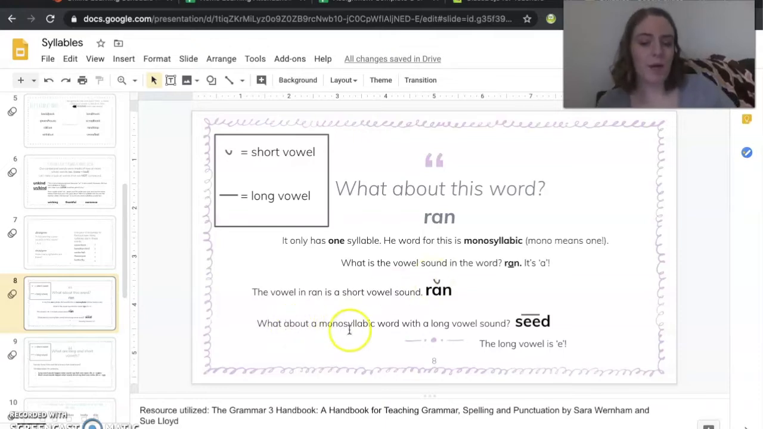So what about a monosyllabic word with a long vowel sound? Seed. Seed. It still only has one syllable because I don't go s-eed. I don't need to do that. The E's blend together. They both get the line over top saying that they're a long vowel. However, there's still only one syllable because I said seed, and my jaw only moved once, okay?